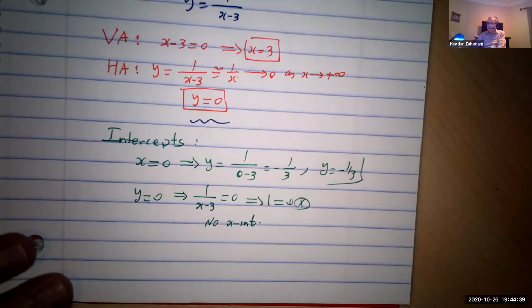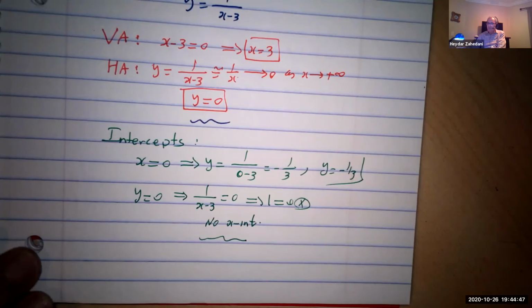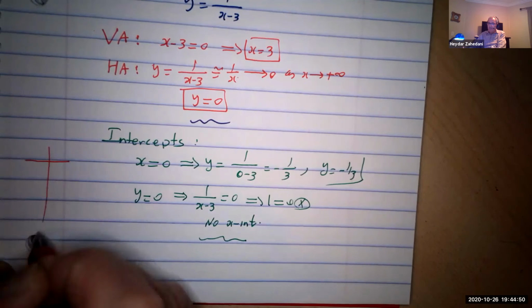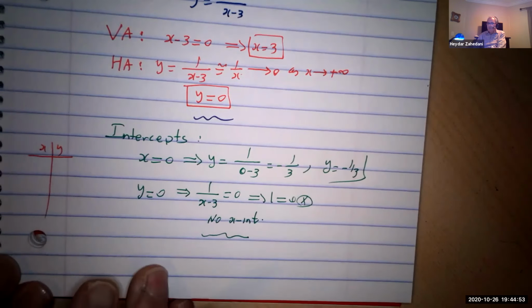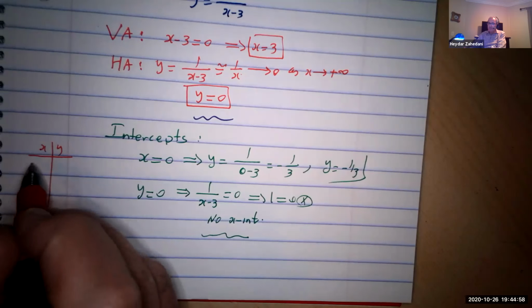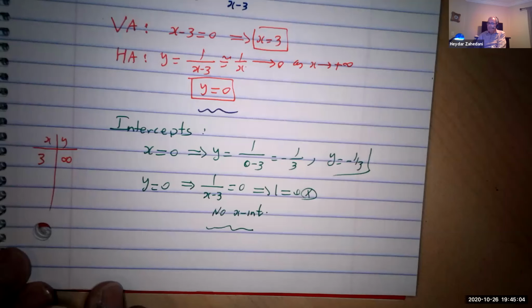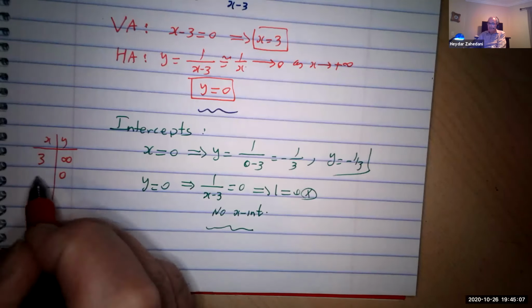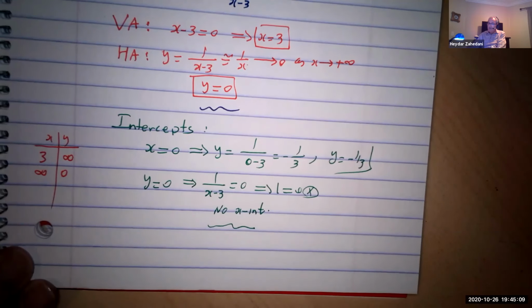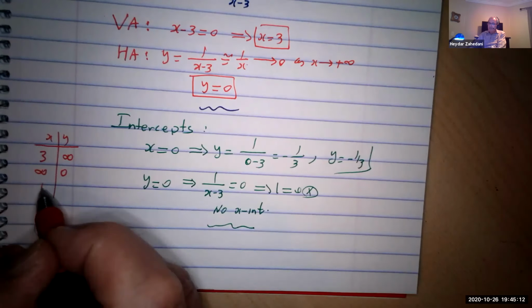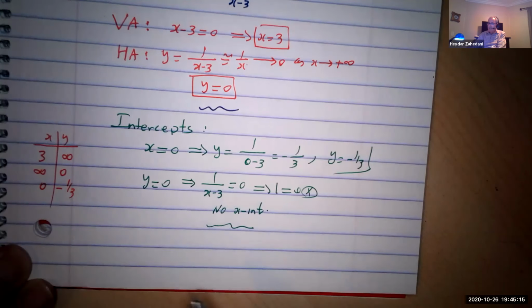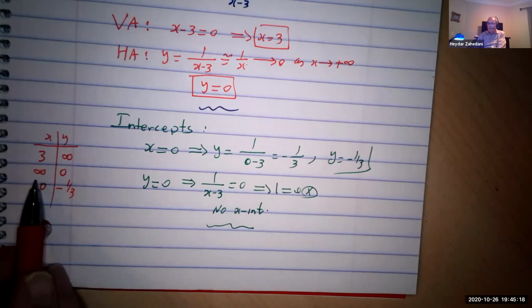Okay? So this is all the information that you're going to have. And you can preview it if you like. So I put this information that I have, then I preview it. It's going to be x and the y. So what I have is the vertical asymptote is 3. So y is infinity. Horizontal asymptote is 0. So x is infinity. And I put x equal to 0. I got negative 1/3. And I didn't get anything for the other one, and it's clear because that's infinity.